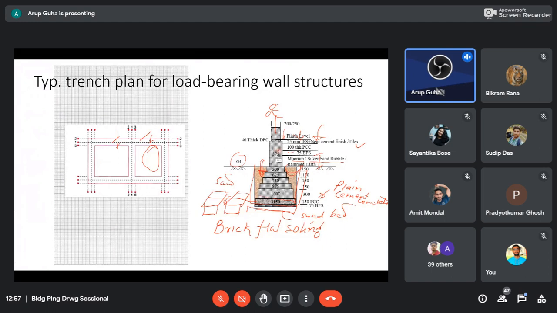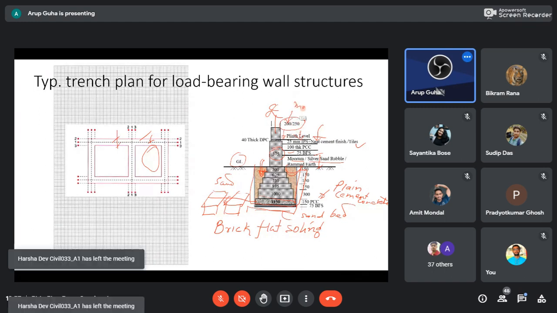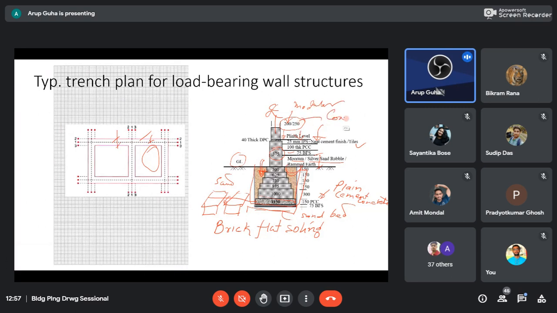But here, this 375 level, or rather width of brickwork, beyond the plinth becomes 200 millimeter or 250 millimeter. If it is modular brick, it is 200. And if it is conventional brick, it is 10 inches. Okay. So in between, we place a 40 millimeter or 38 millimeter thick damp proof course.